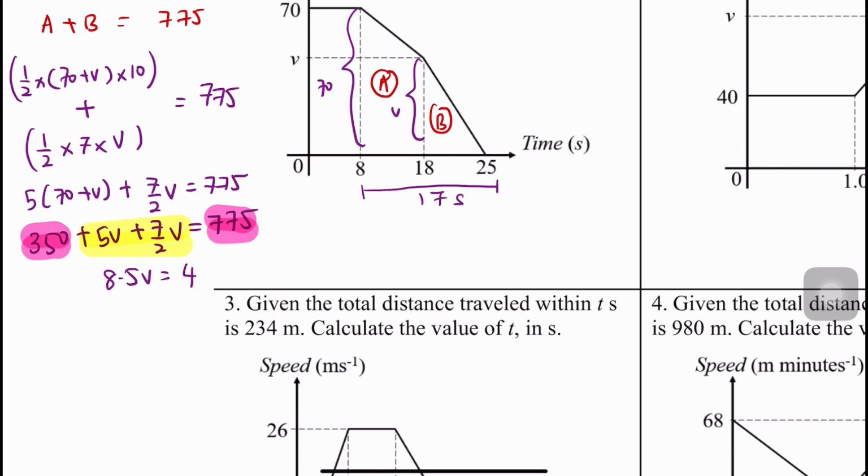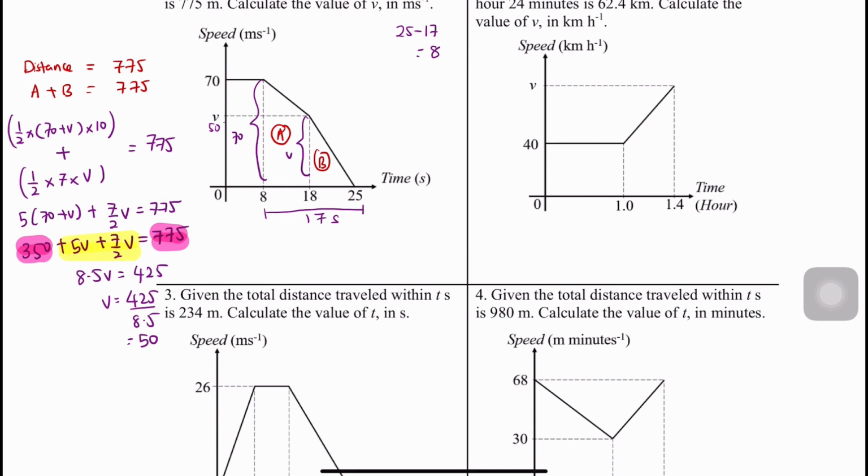So 425. And then V is equals to 425 divided by 8.5. So your answer is 50. Okay, boleh. So jawapan kita V is equals to 50.